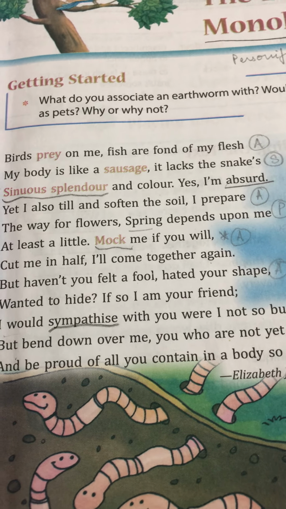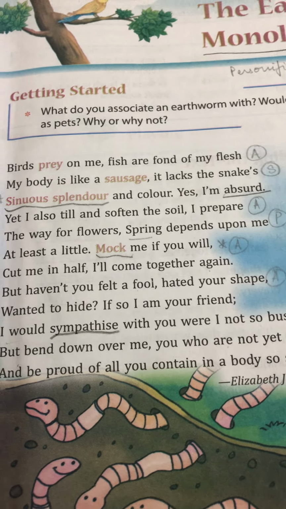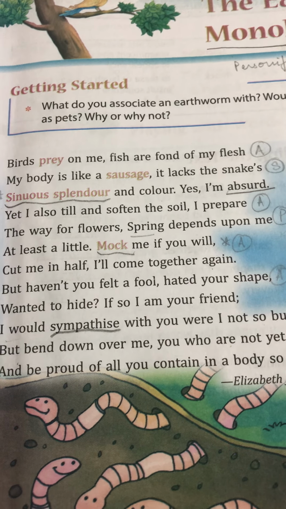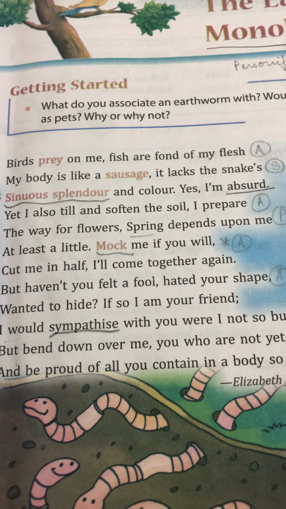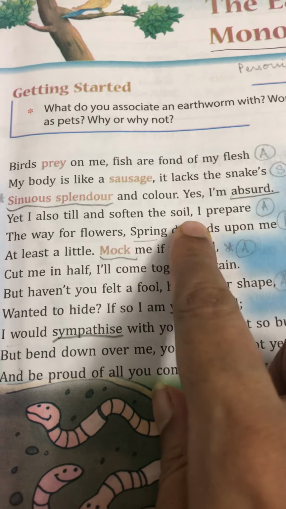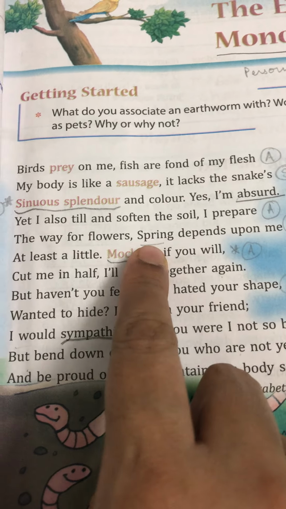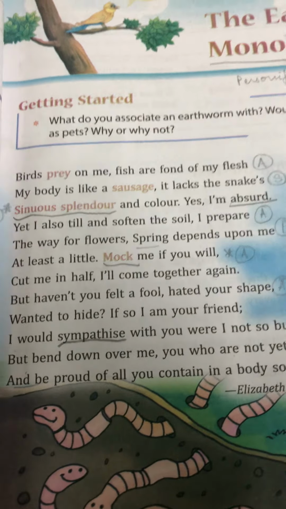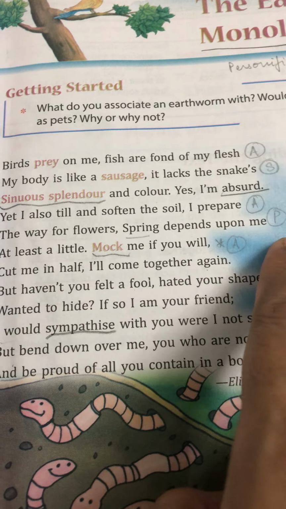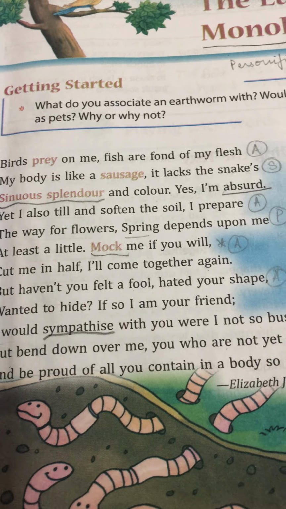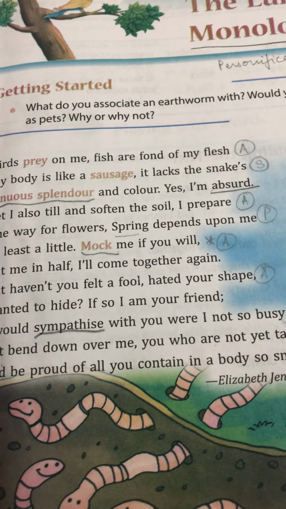Means what it does, it goes up and down, and even if the soil is hard, it just acts like a plow, tills the soil and makes it soften. And that's how it prepares the way for flowers. It prepares the soil bed for the flowers to bloom. Spring depends upon me. So spring is equivalent, or spring is symbolic.